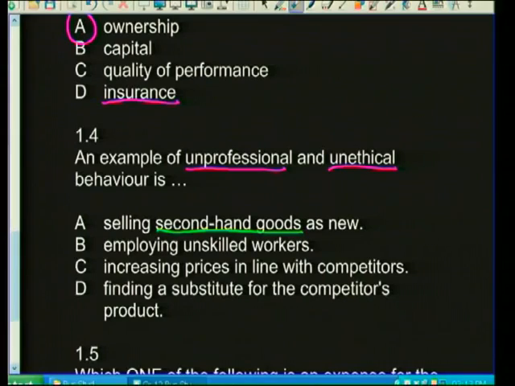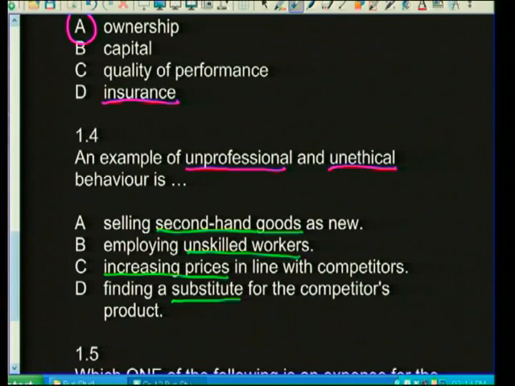So B, employing unskilled workers. Right, now that would not be a good idea, but it's definitely not unethical to do that, because you can always train the workers, you can always develop them. Increasing prices in line with competitors. There's nothing wrong with that. If your competitors are increasing their prices, probably because of cost, there's nothing wrong with you increasing your prices as well. Finding a substitute for the competitor's product, well, why not? Because you are actually going to separate yourself from the competition.